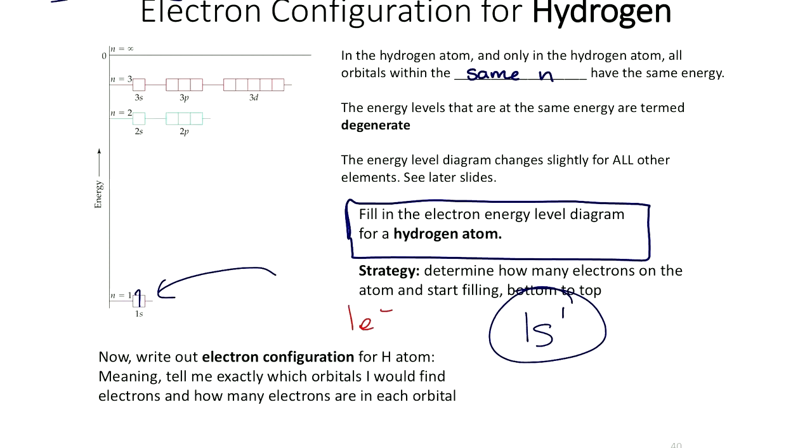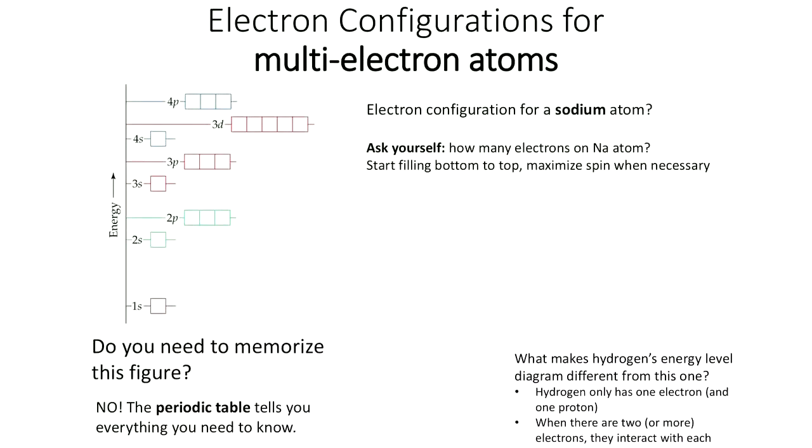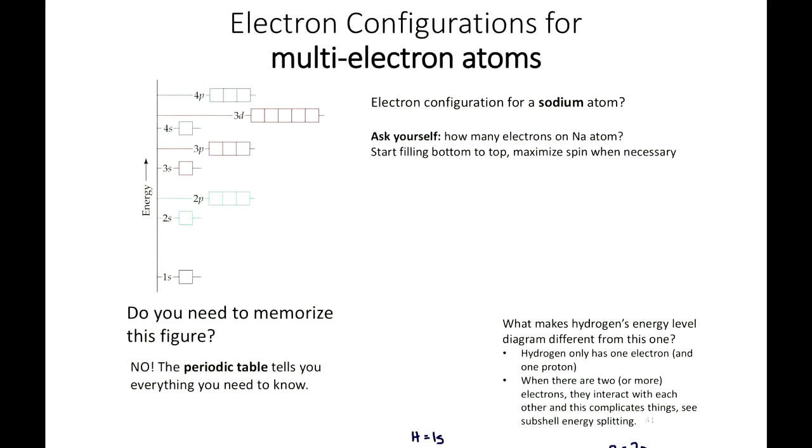That's placing 1 electron. Things get a little bit different when we have multi-electron atoms, so for any atom other than hydrogen. If we're working with any other element, the energy level diagram changes a little bit. But we're still going to follow the same rules, Aufbau's principle, Hund's rule, etc., to place those electrons. So let's use this diagram to write the electron configuration for sodium. We ask ourselves the same questions. How many electrons does sodium have? 11. All right, so we just place 11 electrons.